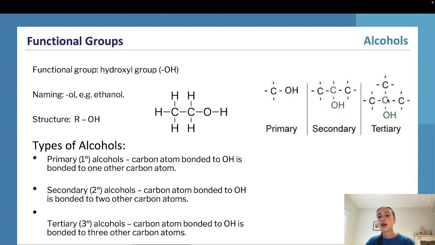That's because this carbon here is bonded to the hydroxyl group, and it's also bonded to 1, 2, 3 other carbon atoms, hence making it a tertiary alcohol, because the carbon with the hydroxyl group bonded to it has the carbon bonded to 3 other carbons.